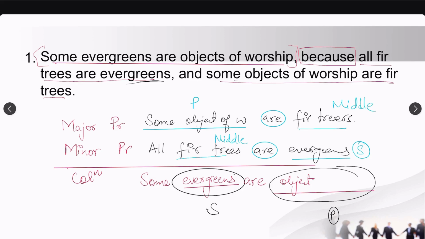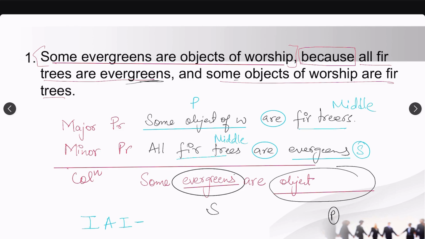So you are able to identify that this is in the standard form. Now again, if you have to write its mood and figure, how will you write it? It's again very easy. Some objects means that this is an I proposition, all means this is an A proposition, and some evergreens are objects of worship. So again, this is an I proposition.